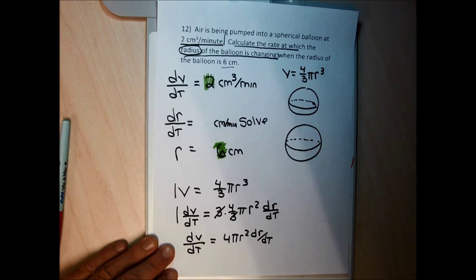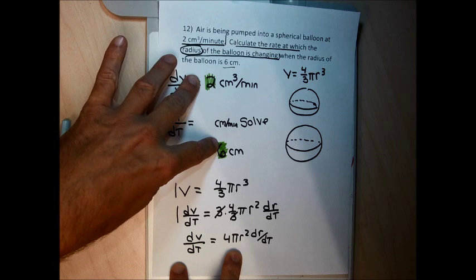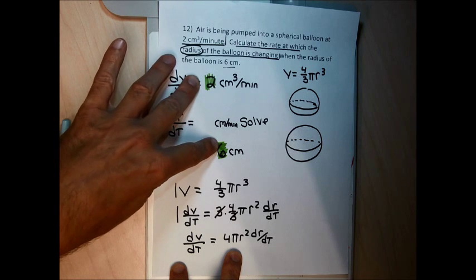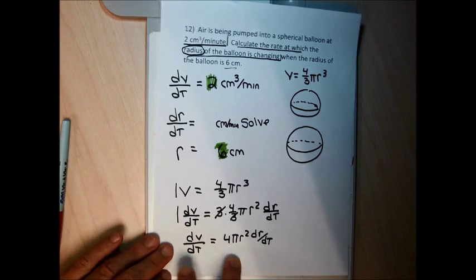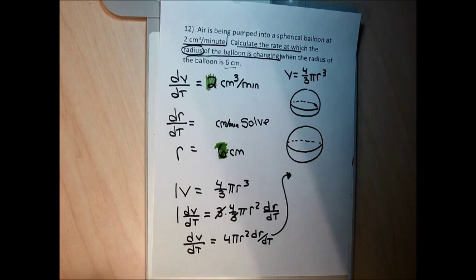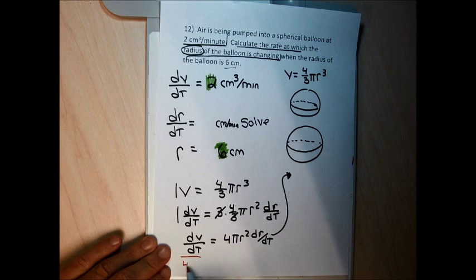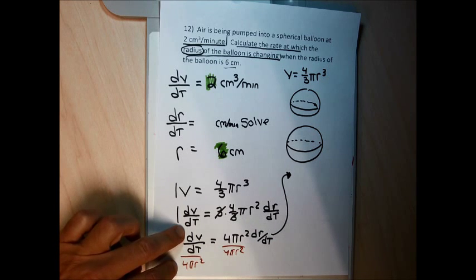I could solve this for dr dt by dividing both sides by 4 pi r squared, and then plug 2 in for dv dt and 6 for r. Or I can plug the numbers in and then solve for dr dt. I almost think it's easier to plug the numbers in and then solve for dr dt, so that's what I'm going to do. But absolutely, I could have, on this step, divided both sides by 4 pi r squared. And if I did that, I'd have dr dt solved for, and I'd be able to just shove in numbers.